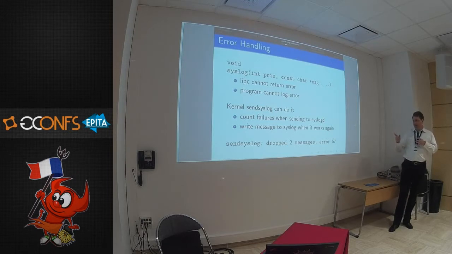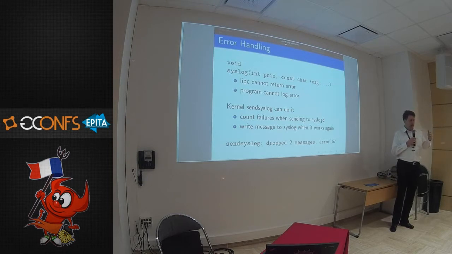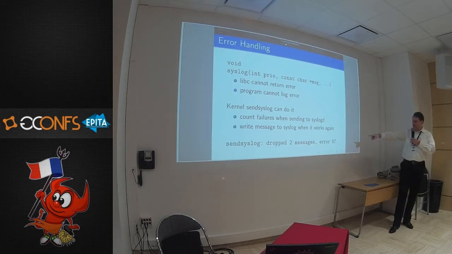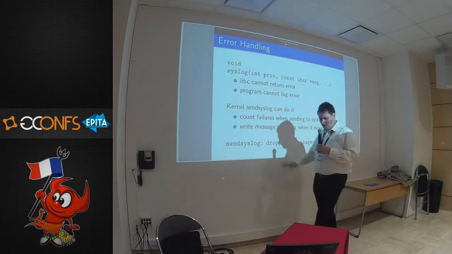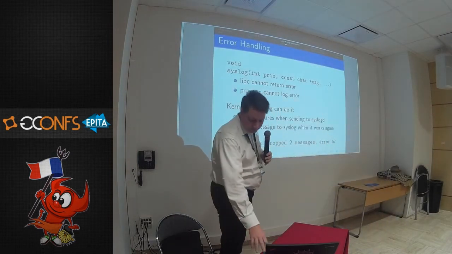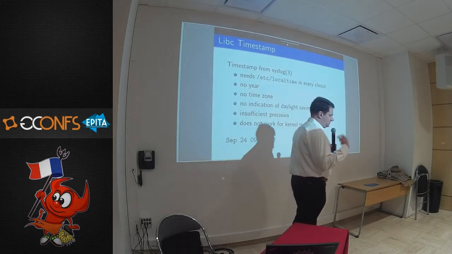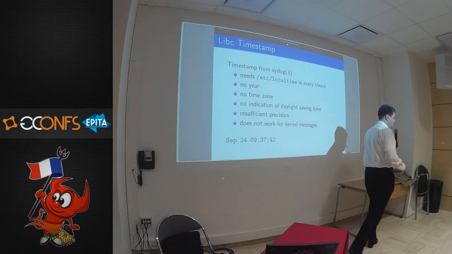We count it there, and then when we continue logging and the kernel tries to write to syslog again and again, once it recognizes it works again, it writes out a message to tell the user it didn't work. So it says sendsyslog dropped 2 messages, and it writes the error of the first failed sendsyslog. I think that's ENOBUFS or not connected, something like that. I think that's not connected. So if you log something before syslogd is running, you get ENOTCONN.